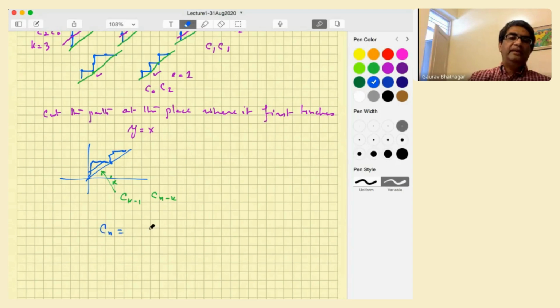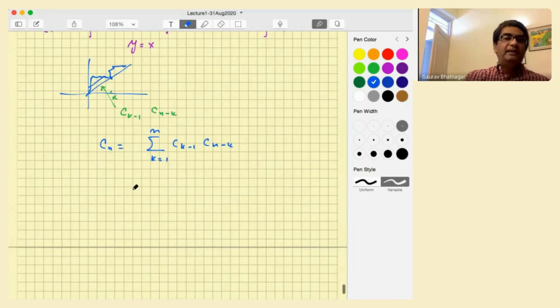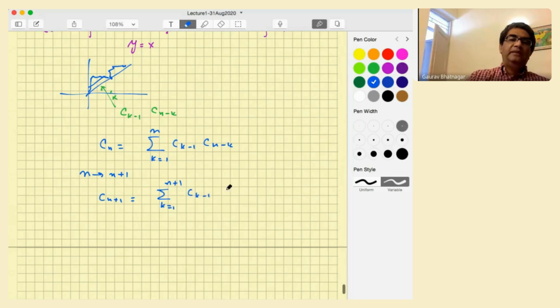So Cn is equal to the sum of C(k-1) C(n-k), k going from 1 to n. And then what you do is you replace n by n plus 1, and you get C(n+1) is equal to the sum, k going from 1 to n plus 1, of C(k-1) C(n+1-k).